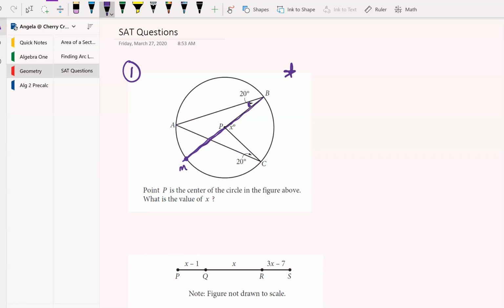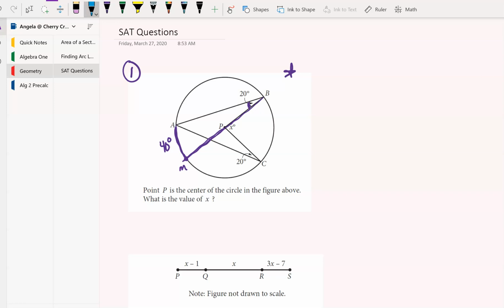Okay, is going to be an inscribed angle, and the arc length here for AM is going to be twice the inscribed angle. Remember that? That inscribed angle is going to be half of the intercepted arc. So that's going to help us with that piece.